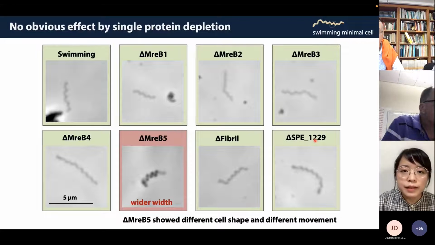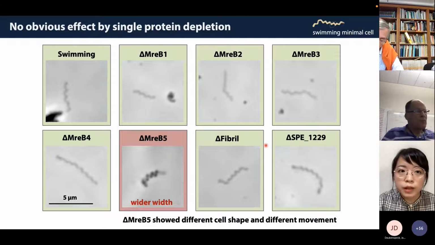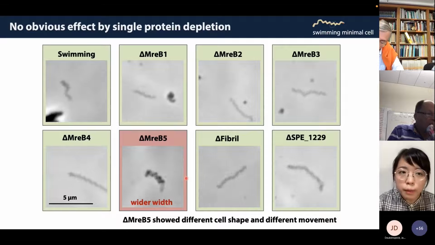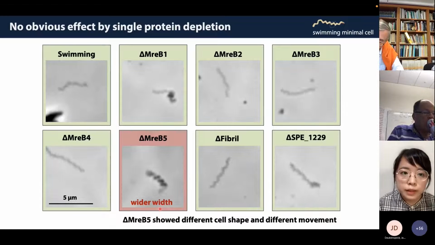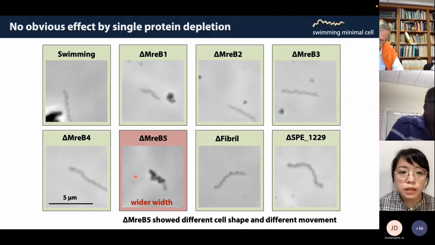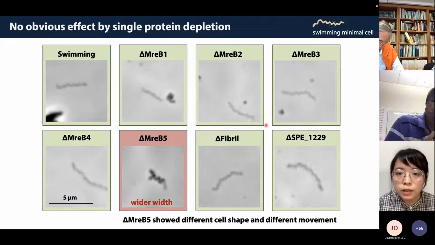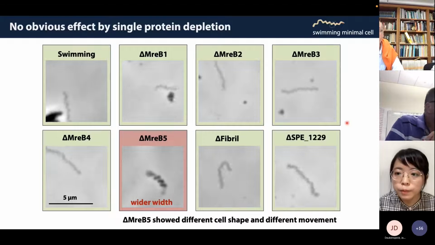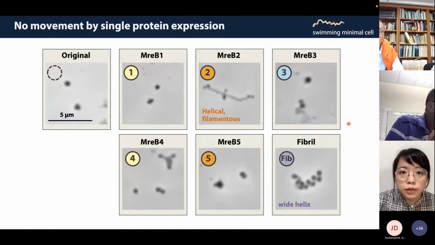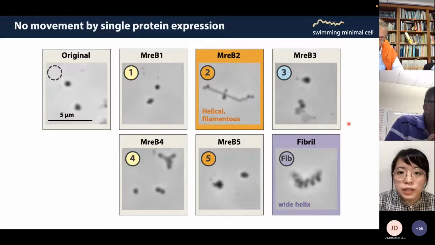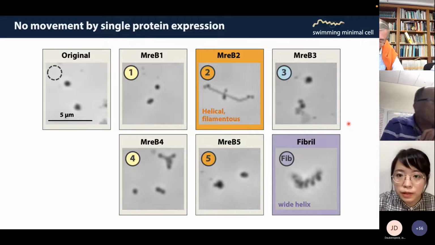To know the mechanism and the roles of each protein, we tried depletion of single proteins. But except for MreB5 depletion mutants, there was no obvious effect on the Syn3B swimming strains. So we tried to search for the minimum gene set for the swimming motility. First, we tried single protein expression, and MreB2 and fibril showed a morphological change, but no movement was observed in the single protein expression.